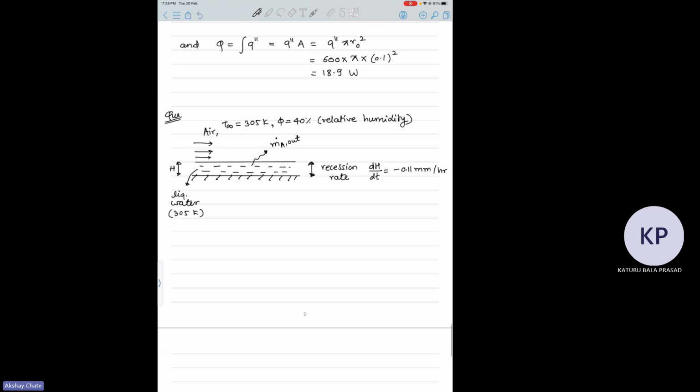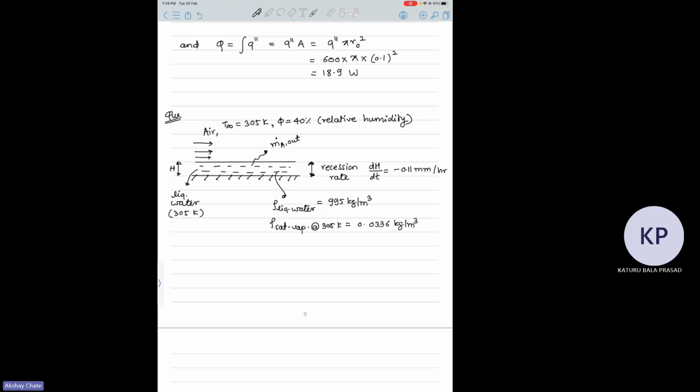So, the density of liquid water is given as 995 kg per meter cube, and the density of saturated vapor at 305 Kelvin is given as 0.0336 kg per meter cube. So all this information is given in the problem. I hope the problem is clear.